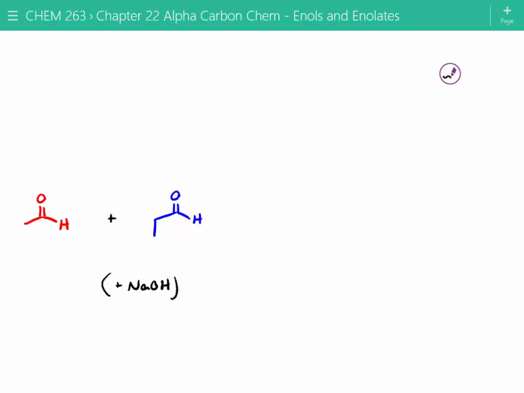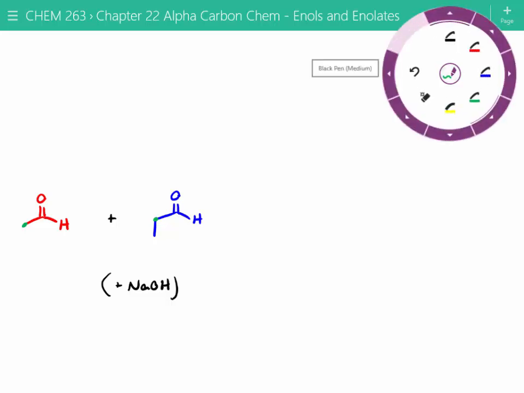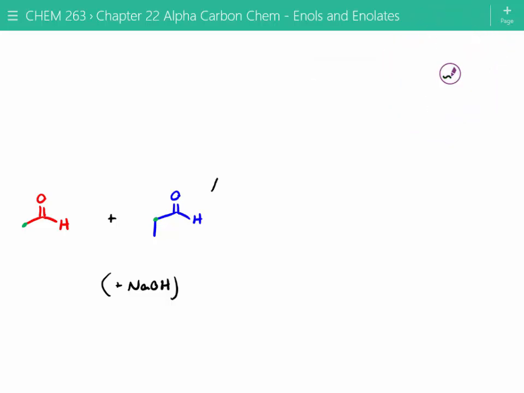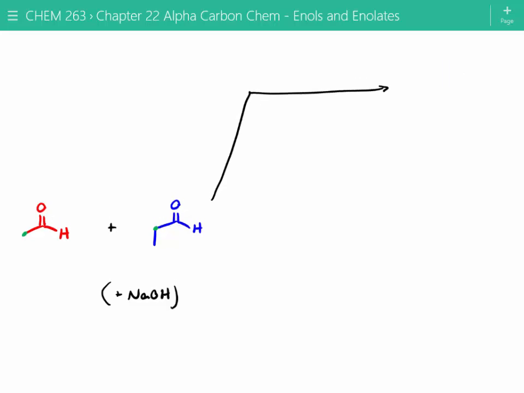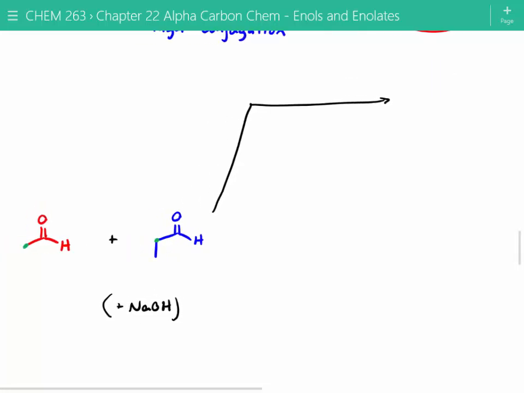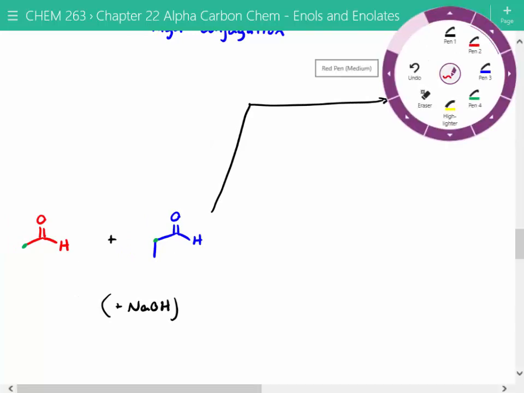What product would we get out of this? This is kind of complicated, right? So let's take a look. We've got alpha protons here, right? But we also have alpha protons here. So we can pick and choose which alpha protons we want to deprotonate. So let's just pick one. So for this first example, let's say we're using the red one and it attacks itself.